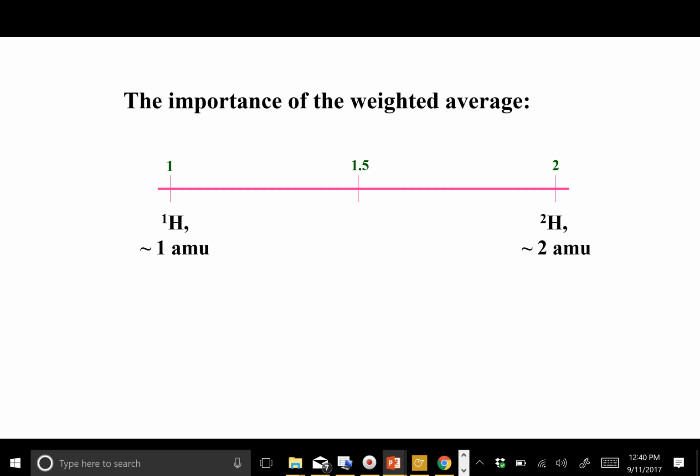So how many protons does it have? 1. How many electrons does it have? 1. Yep. How many neutrons does it have? 0. That's my point, exactly. I just think that is so funny. It has 0 neutrons. Does that make sense? It's just like a naked proton. But that's not my point. My point here is, it's so heavy this way.